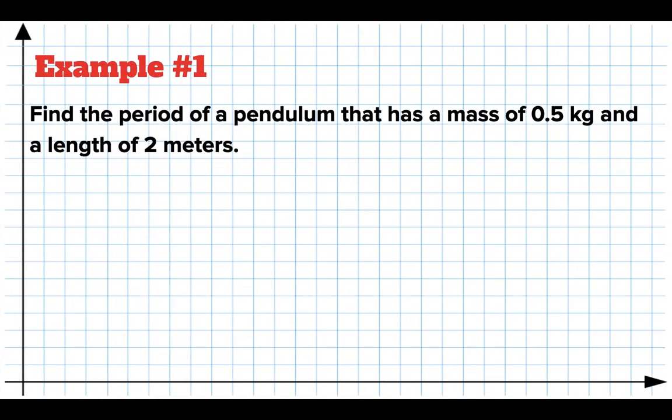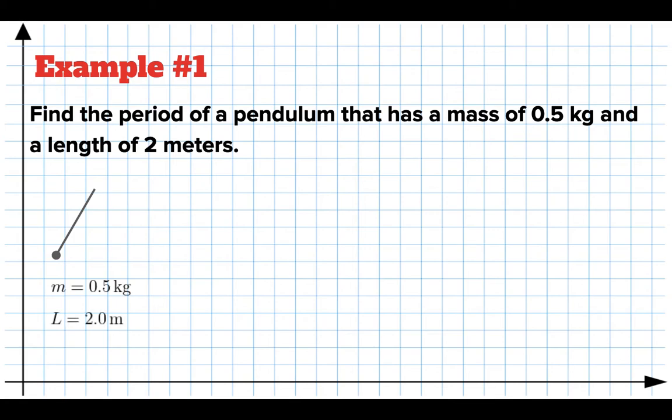All right, so let's use what we just wrote down to solve a problem. I've got a pendulum. It has a mass of 0.5 kilograms and a length of 2 meters. And I want to know how long does it take to swing back and forth. The period is how long it takes to swing back and forth. So the first thing I do is draw a little diagram. There's a pendulum. The mass is 0.5 kilograms, but as you may remember, the mass does not factor into the equation. So we're going to ignore it. We don't really need it.